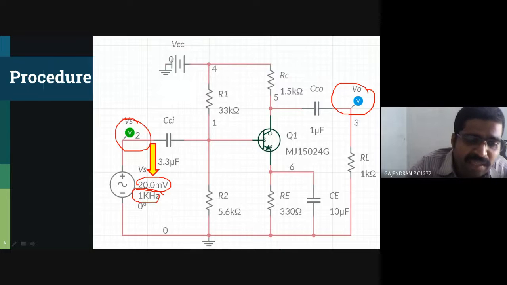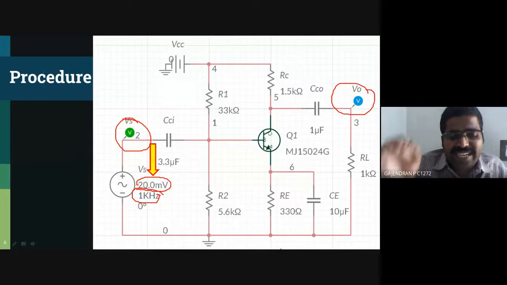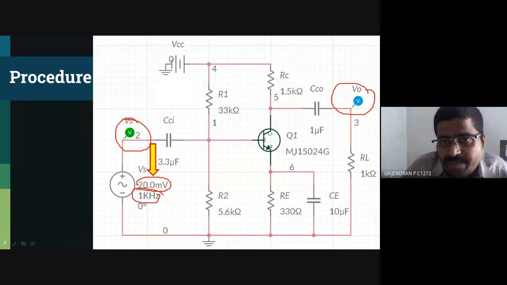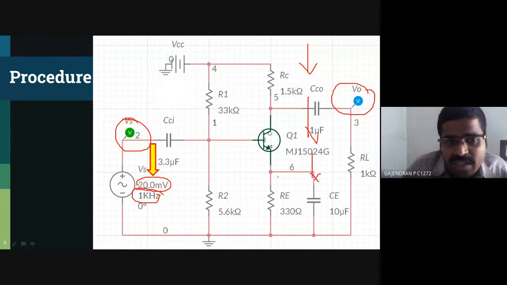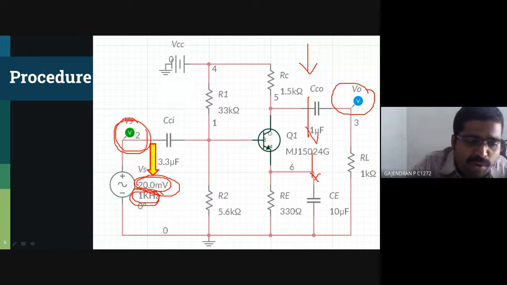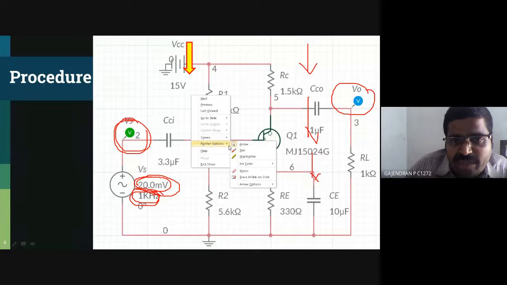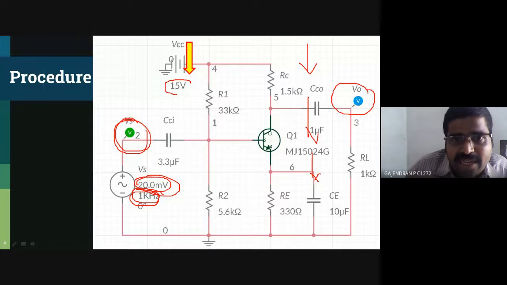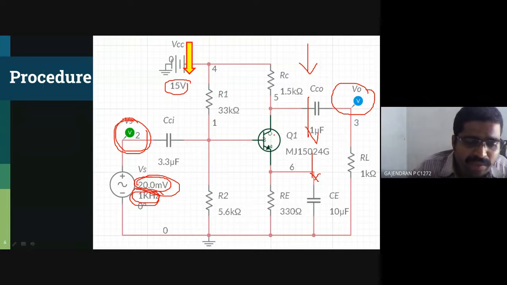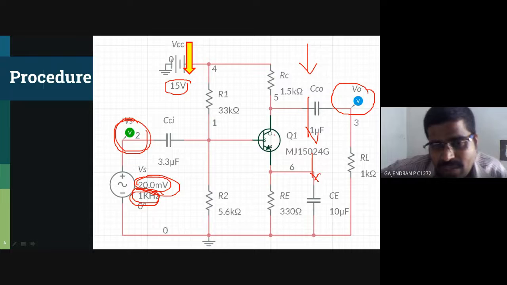Dear students, note down as a hint or the flow chart. Hint or flow chart, write it down a little. Okay? Input voltage 20 millivolt, frequency 1 kilohertz, then input probe and output probe. Then your biasing voltage is 15 volt. Please say yes if you have noted down these important points. Quick. Last class stuff I told.